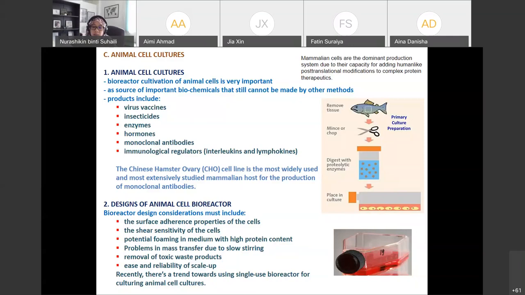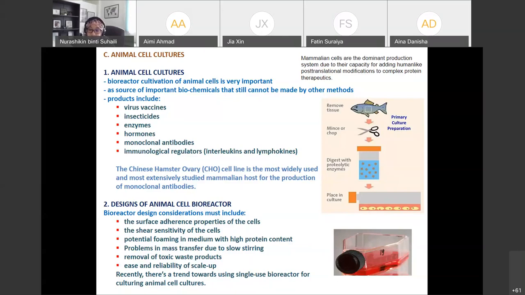But for a single-use bioreactor, you don't have to worry about such things, because the bioreactor is brand new, you know, never used before. So there is no risk of contamination in that sense. So that's why people invented this type of single-use bioreactor, actually.